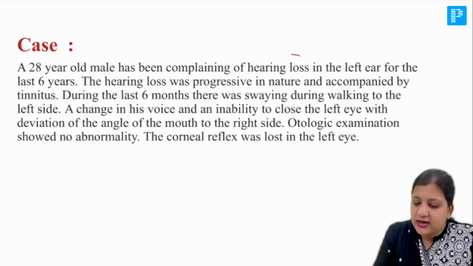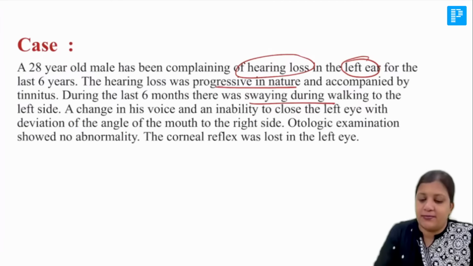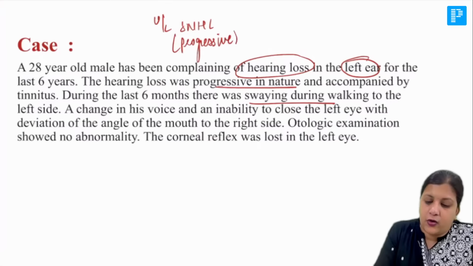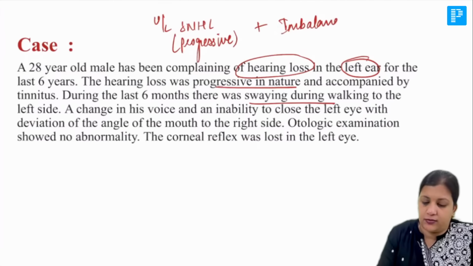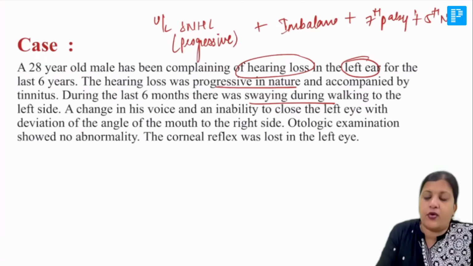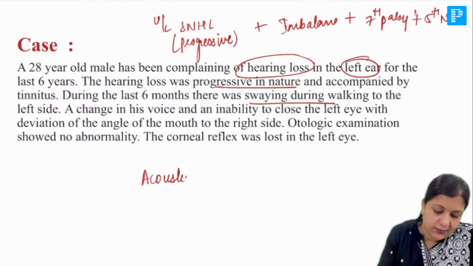See, if there is hearing loss, unilateral, progressive in nature, swaying during walking, which means imbalance. So unilateral SNHL, which has been progressively worsening. Along with that, there is imbalance and vertigo. And there is also facial palsy and there is loss of corneal reflex, fifth nerve involvement. What are we talking about? We are talking about acoustic neuroma.